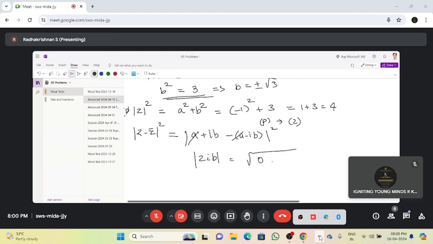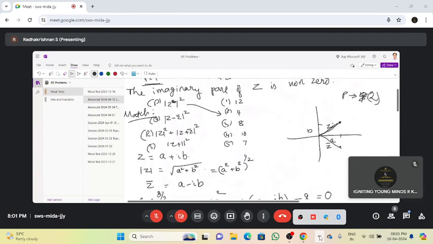real part is 0. Imaginary part is 2B. Clear? So real part square plus imaginary part square, all of that, which is equal to simply 2B in order. So we solved that B is root 3. Therefore this is 2 root 3. So let us see which option that is.